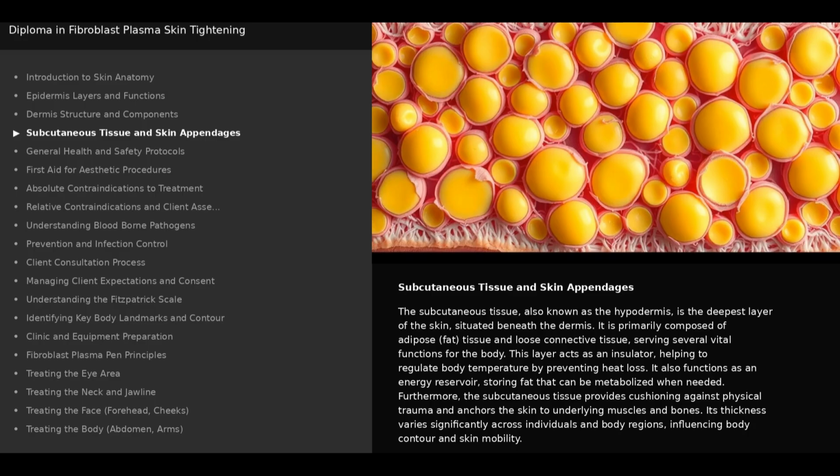Subcutaneous tissue and skin appendages. The subcutaneous tissue, also known as the hypodermis, is the deepest layer of the skin, situated beneath the dermis. It is primarily composed of adipose, fat tissue, and loose connective tissue, serving several vital functions for the body. This layer acts as an insulator, helping to regulate body temperature by preventing heat loss. It also functions as an energy reservoir, storing fat that can be metabolized when needed. Furthermore, the subcutaneous tissue provides cushioning against physical trauma and anchors the skin to underlying muscles and bones. Its thickness varies significantly across individuals and body regions, influencing body contour and skin mobility.